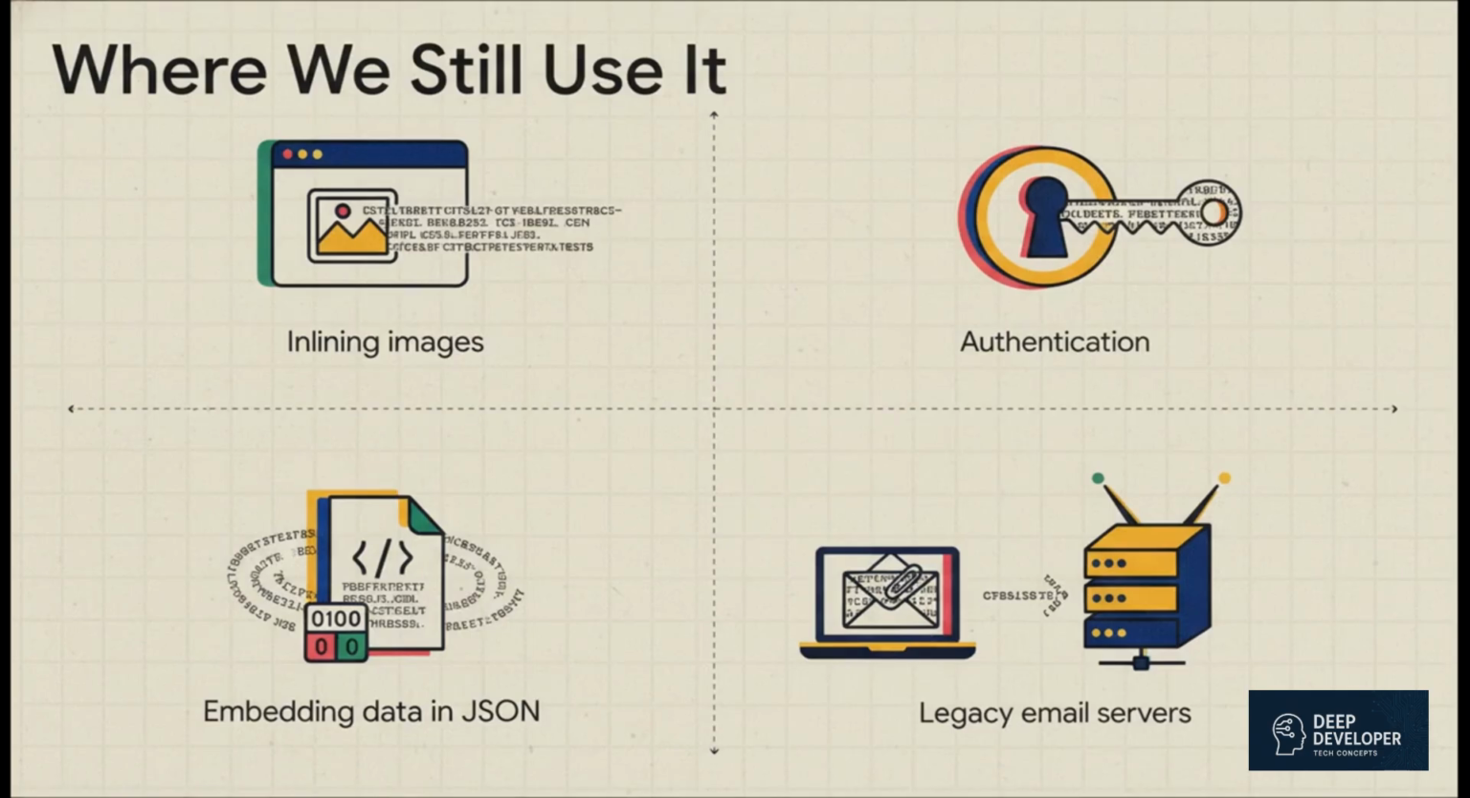So if it's kind of clunky and adds all this extra size, why is it still so common? Well, you use it every single day. When an image is embedded directly into a web page's code instead of being a separate file, that's Base64. It's used for sending login details, for stuffing binary data inside text files like JSON. And yeah, it's still out there making sure our emails can get through ancient legacy servers.